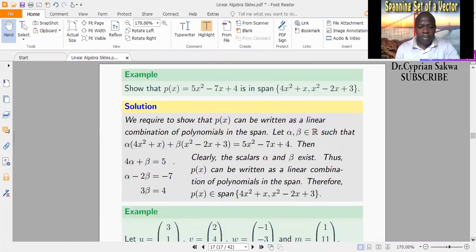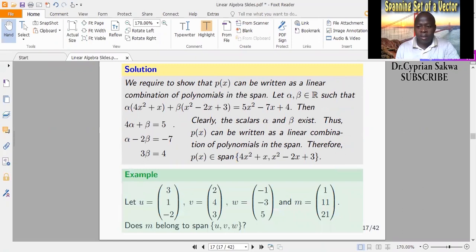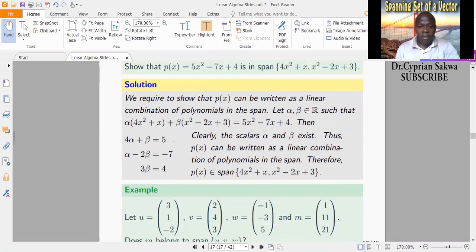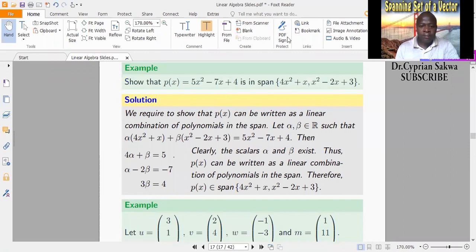Let's try the polynomials this time. As I said, this knowledge can be extended to matrices, polynomials, and so on. So this time I want to try polynomials. And the question is, show that this polynomial is in this span. In other words, can this polynomial be written as a linear combination of these other two polynomials?